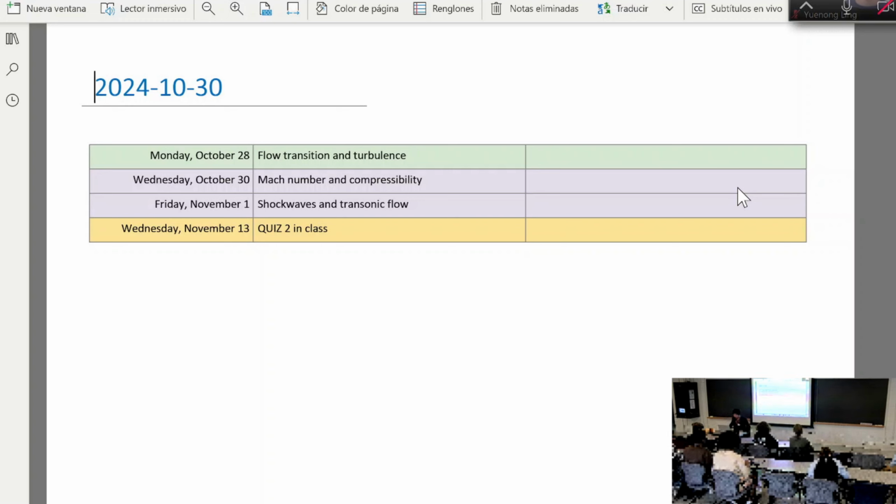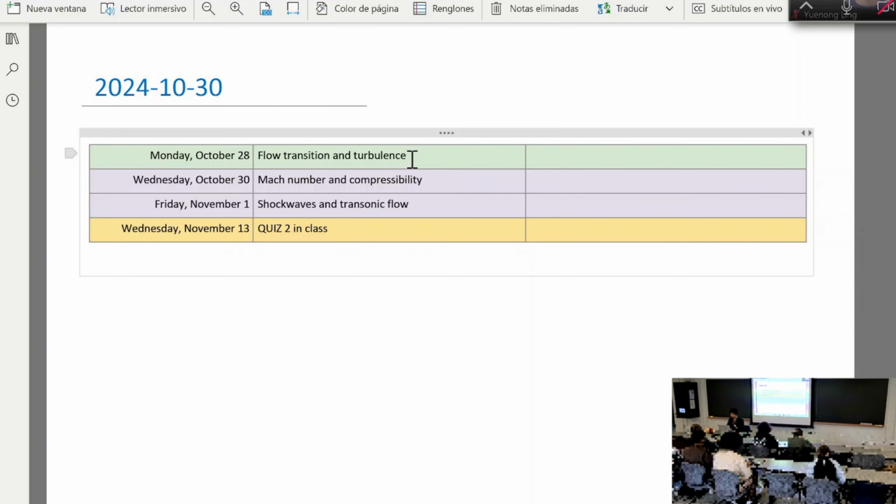Okay, I think we can get started, and today we are going to finish talking about turbulence and the effect of turbulence on aerodynamics, and then if we have time we'll go into Mach number and the compressibility.